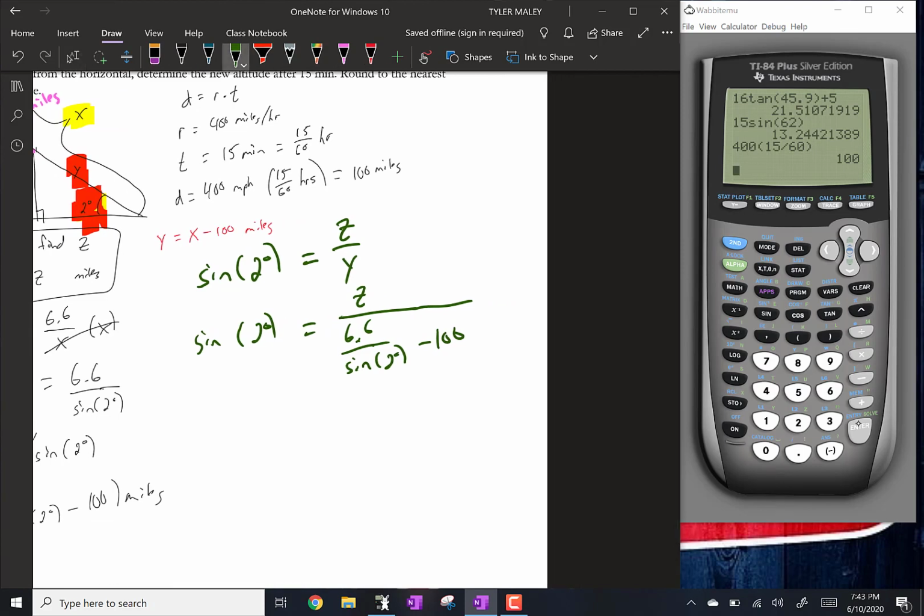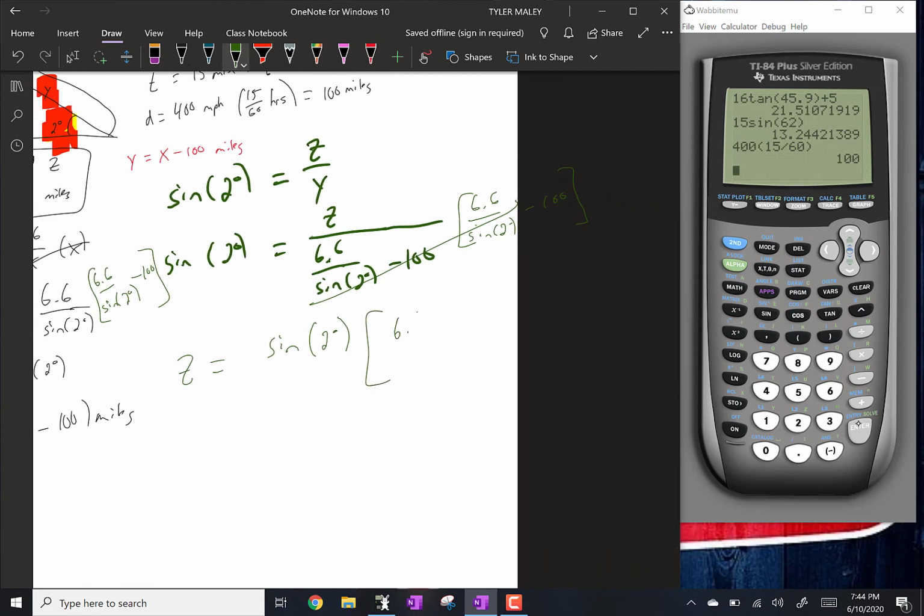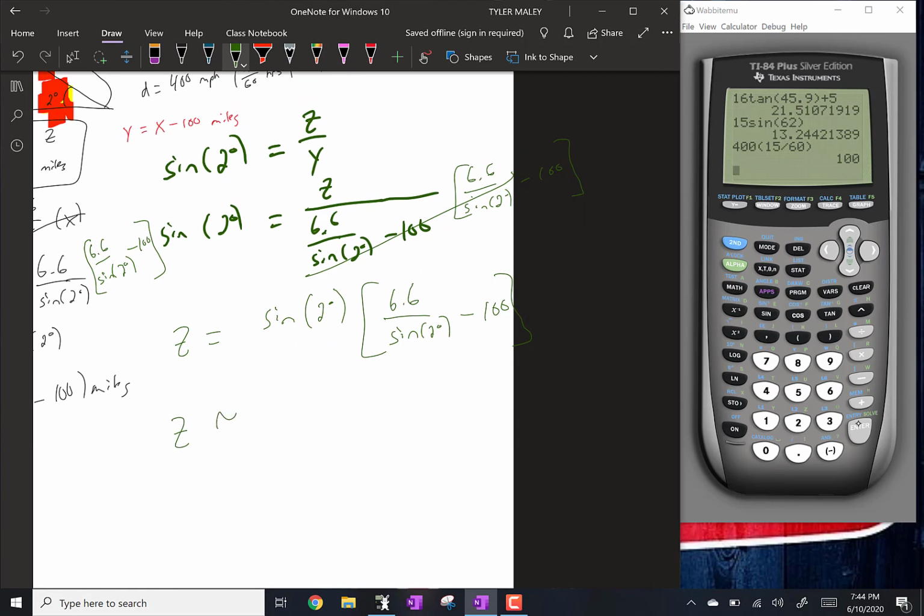So then, let me make this a little smaller print. What I could do is multiply both sides by the denominator, 6.6 divided by sine of 2 degrees minus 100, and multiply that same thing over here. So these will cancel out. We get z equals sine of 2 degrees times 6.6 divided by sine of 2 degrees minus 100. We can just put this into the calculator and get an approximation.